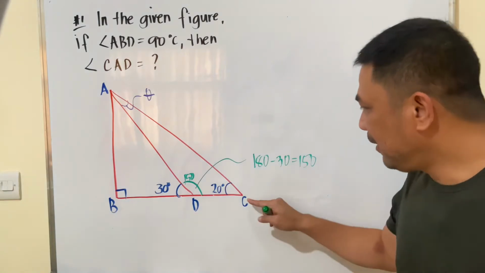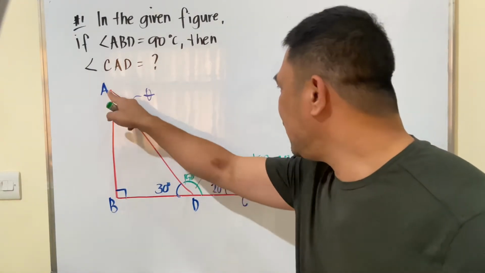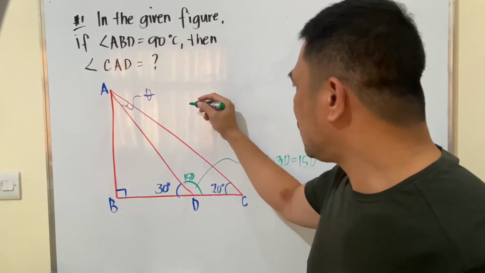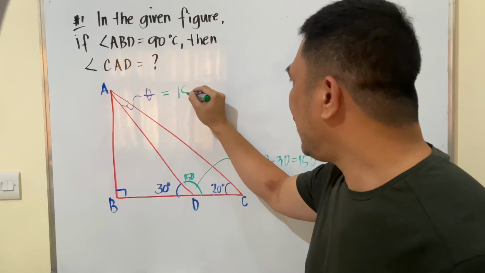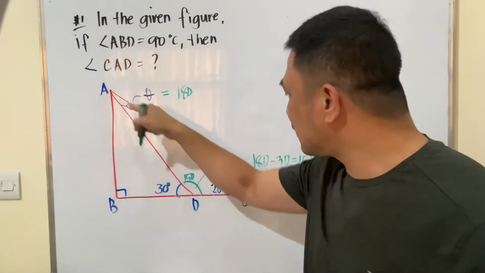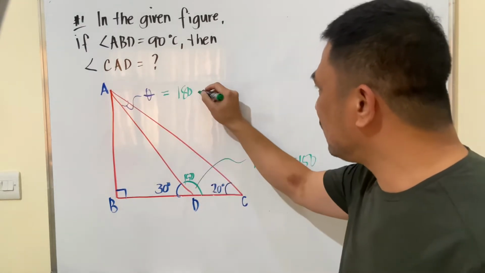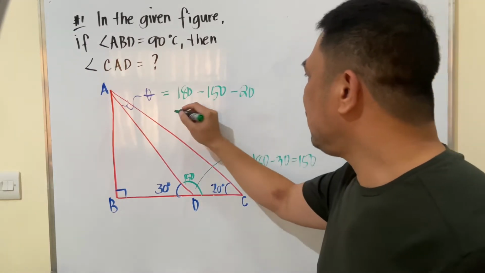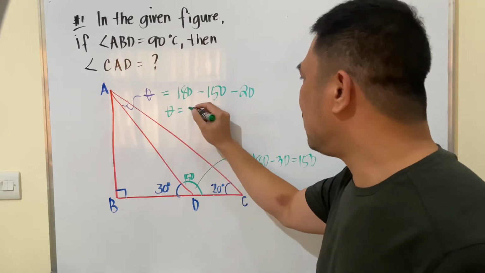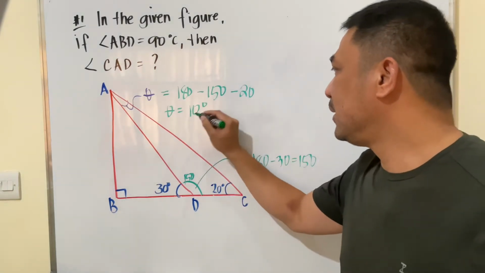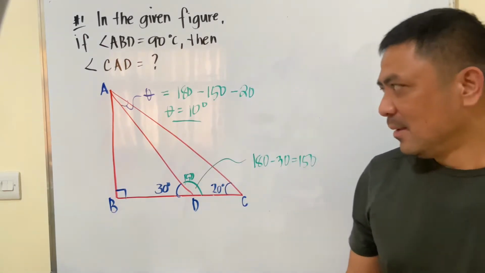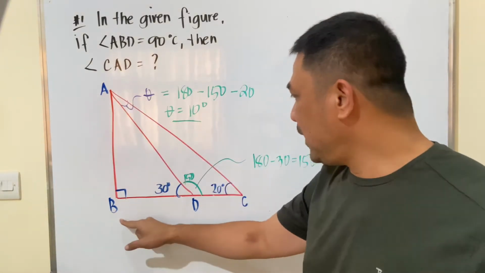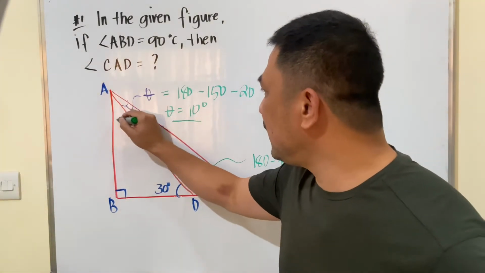Therefore, in triangle ACD, the sum will be equal to 180. If the sum of all angles must be equal to 180, we know this one to be 150, and this one to be 20. So that means our angle there, or our theta, must be equal to 10 degrees. Okay? Another way to solve this one is using angle CAB. So the total angle here must be equal to what?